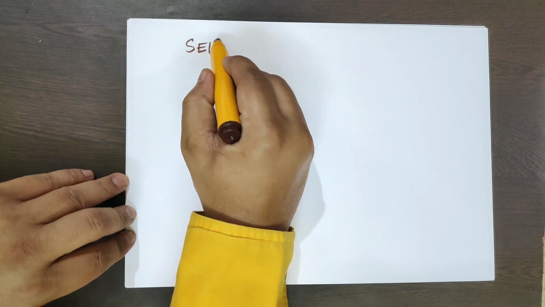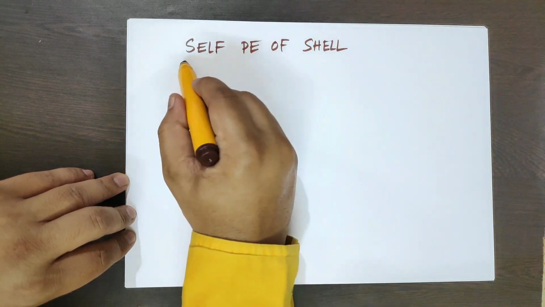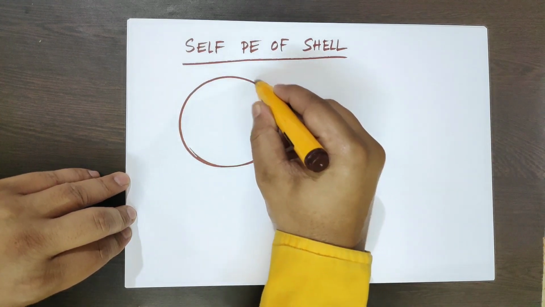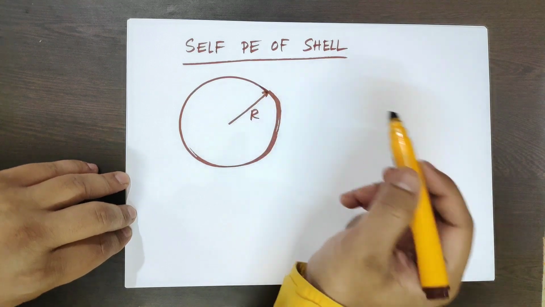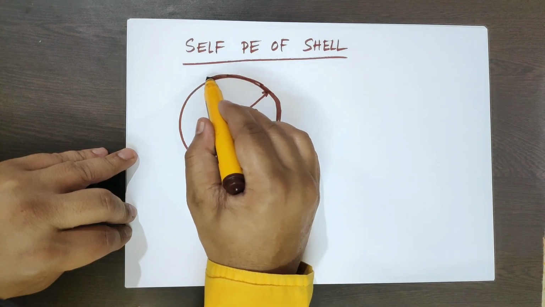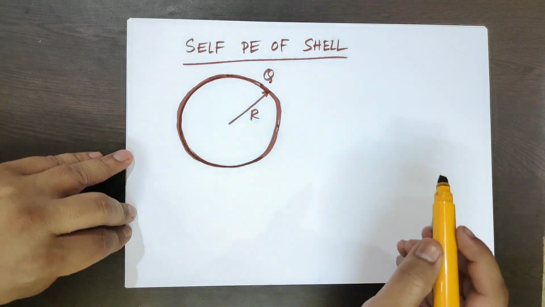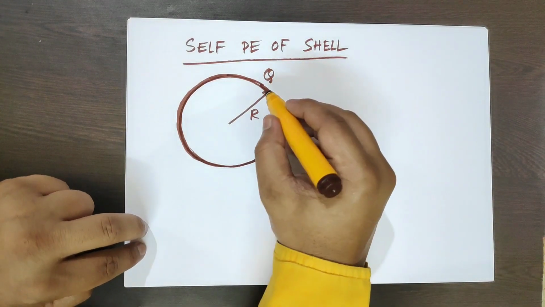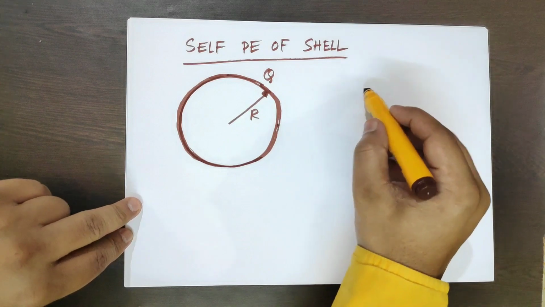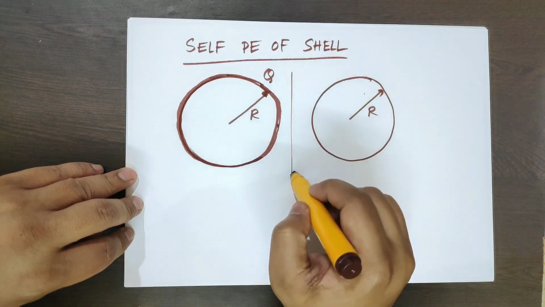Now, we will calculate self potential energy of a shell. That means this is a shell, supposed to be a spherical shell, uniformly charged. So, charge Q of the shell, its radius is equal to R. So, how do you charge it actually? Say at a time t the charge is small q. This is the final state you have to achieve, right?